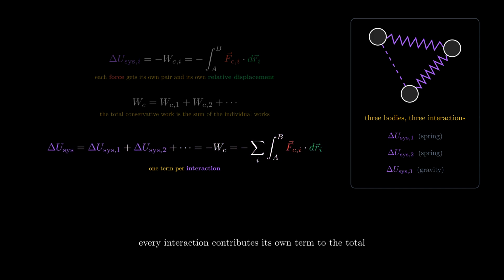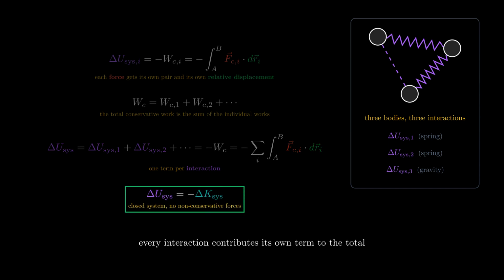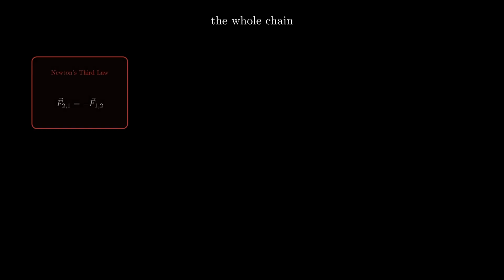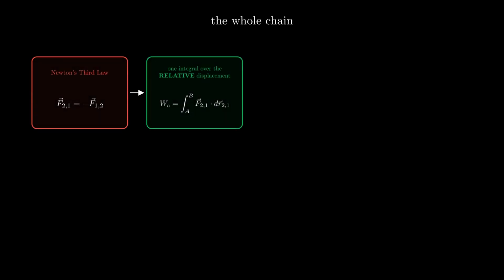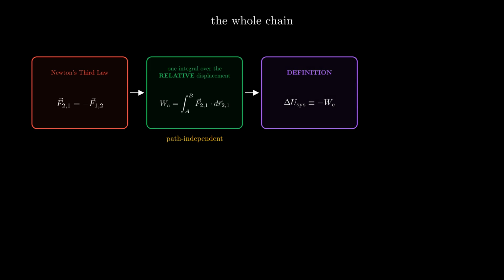And if the system is closed with no non-conservative internal forces, the master relation survives untouched. Total delta U equals negative total delta K. Step back and see the whole chain. Newton's third law collapsed two work integrals into one integral over the relative displacement. Because the force is conservative, that integral depends only on the endpoints, so its negative defines the state quantity, the potential energy of the system.